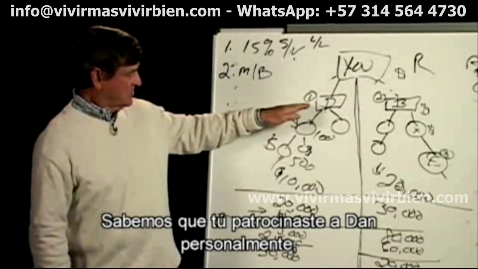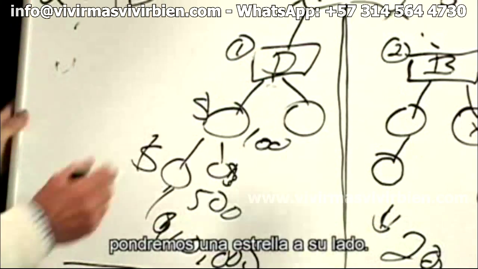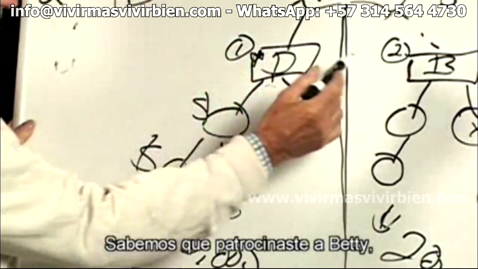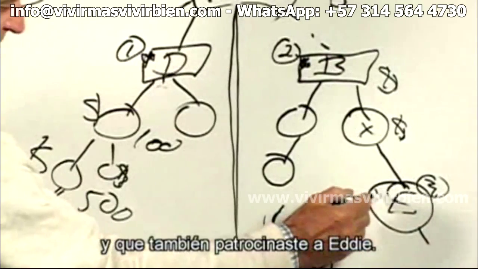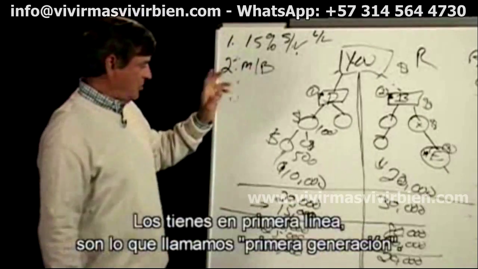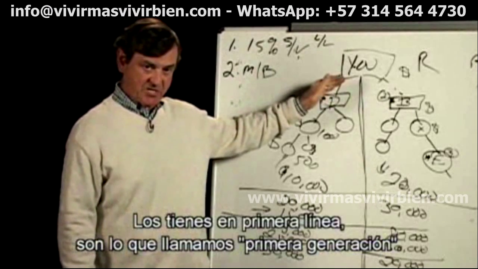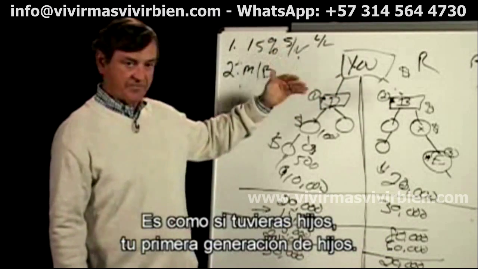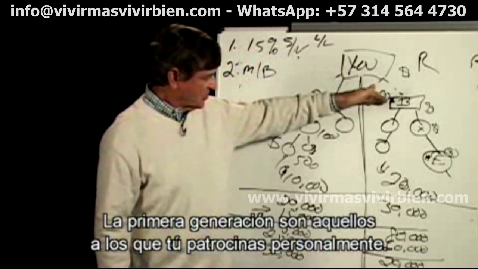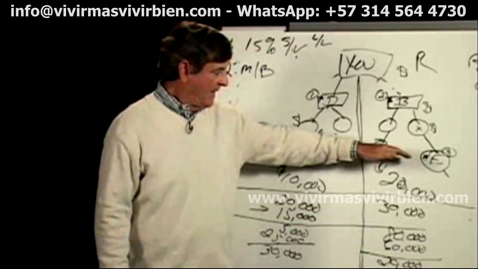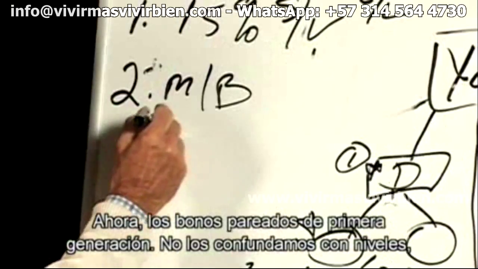Here's what I mean. Okay, we know that you personally sponsored Dan, right? That was your personal. We'll put a little star here. We know that you personally sponsored Betty, and we know that you personally sponsored Eddie, okay? So you have on your front line, so to speak, what we call first generation. And it's just like you having children. Your first generation are your children. First generation are those that you personally sponsored, okay? So first generation in matching bonuses.